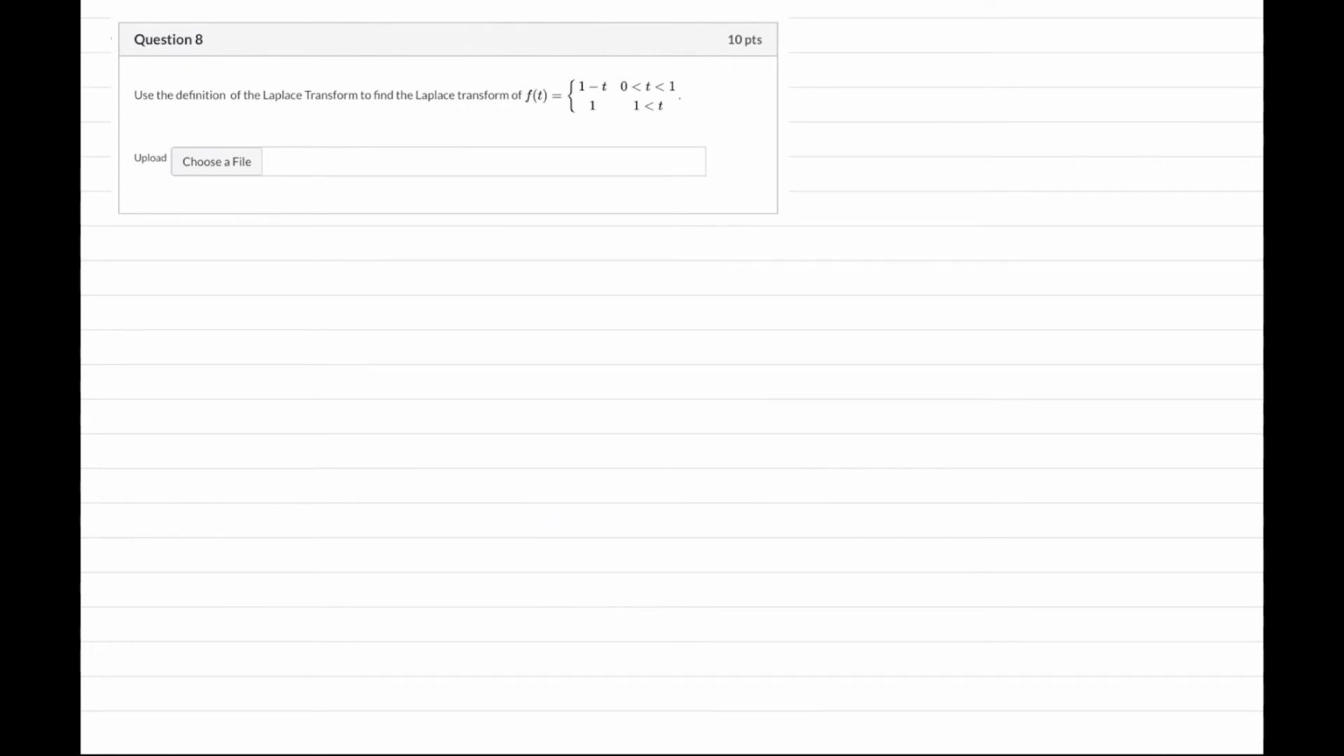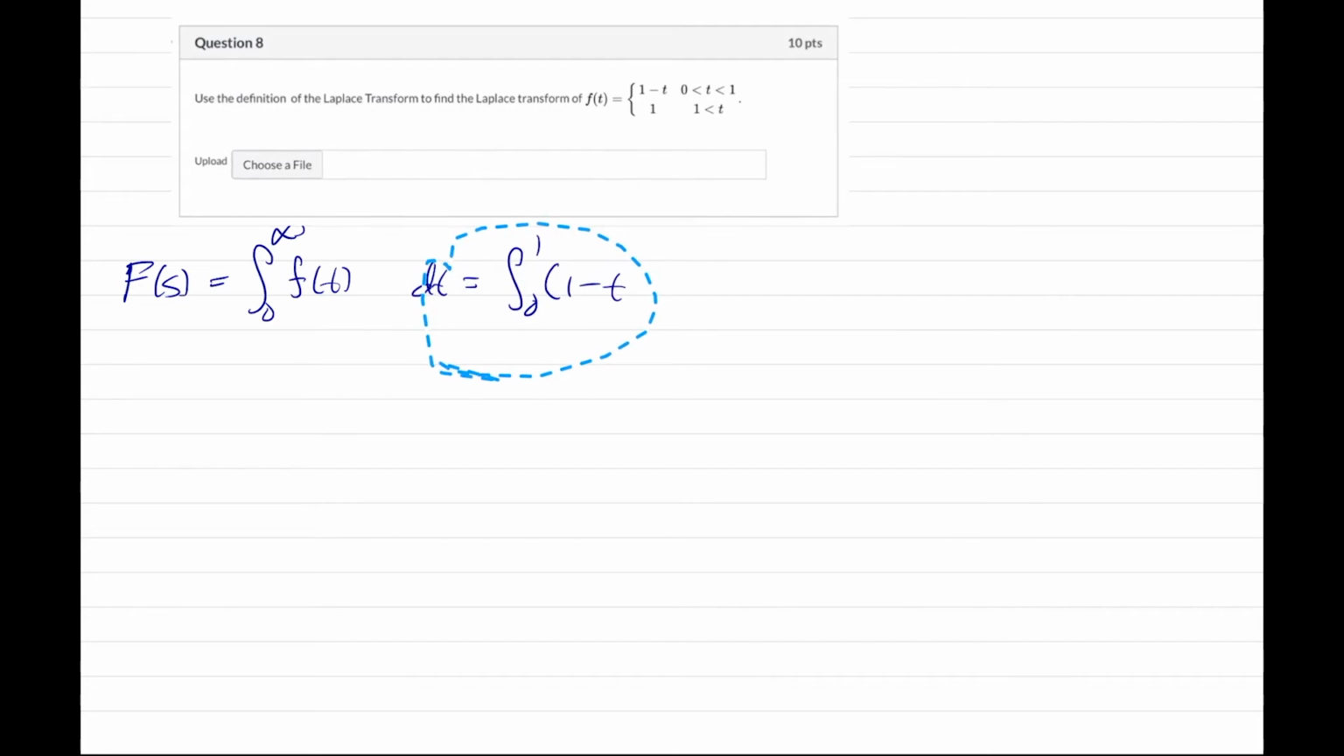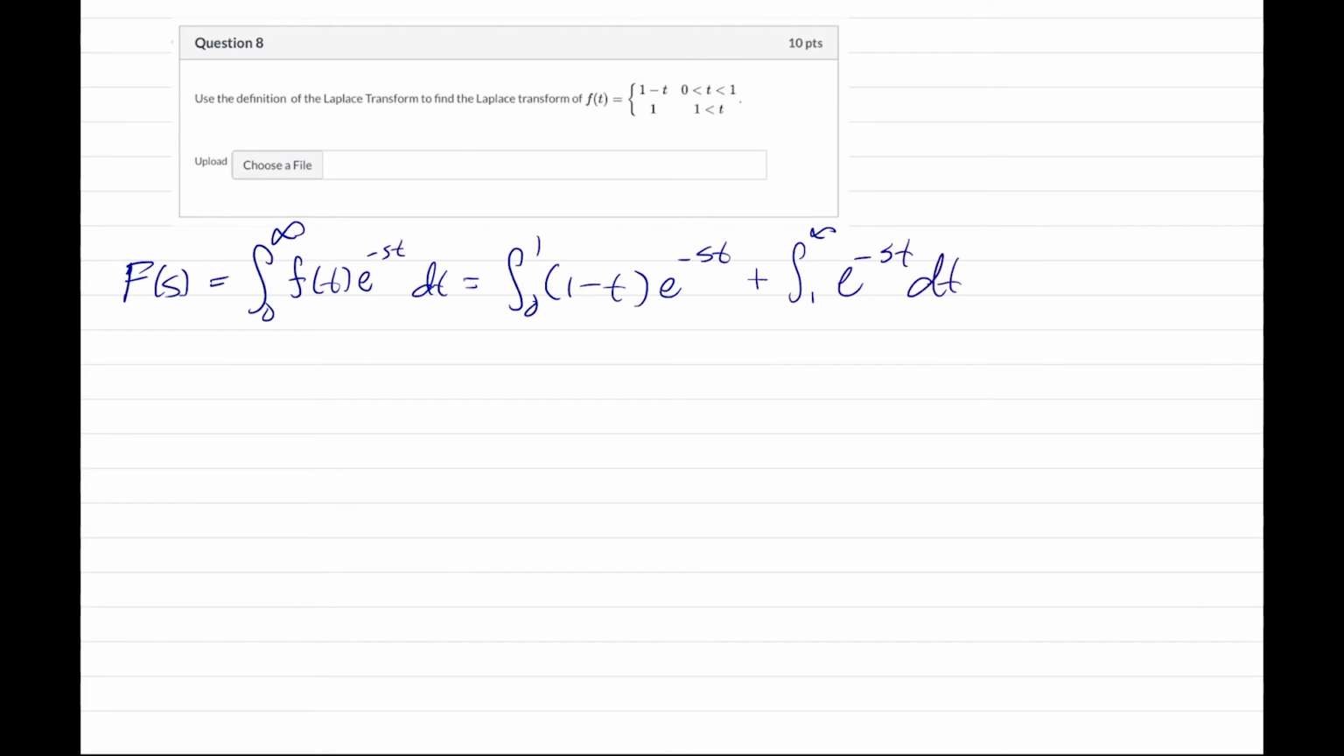Okay, so now we're going to use the definition of Laplace transform again to find the Laplace transform of little f of t. So F of s is equal to the integral from 0 to infinity of f of t dt, and this is going to be the integral from 0 to 1 of 1 minus t. Oh my goodness, what am I doing? So taking all of this, shifting it over, and I need to add in e to the minus st. Okay, once that's done, we have 1 minus t times e to the minus st, and then we have plus the integral from 1 to infinity of e to the minus st dt, right?